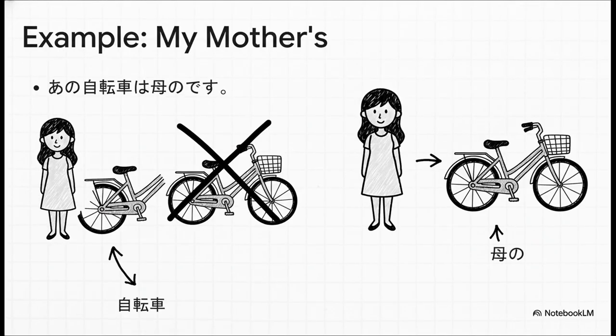And here it is again, that classic efficiency. You could say, あの自転車は母の自転車です. That bicycle is my mother's bicycle. But why would you? It sounds clunky. Just saying haha no, my mother's, gets the point across perfectly without repeating yourself.